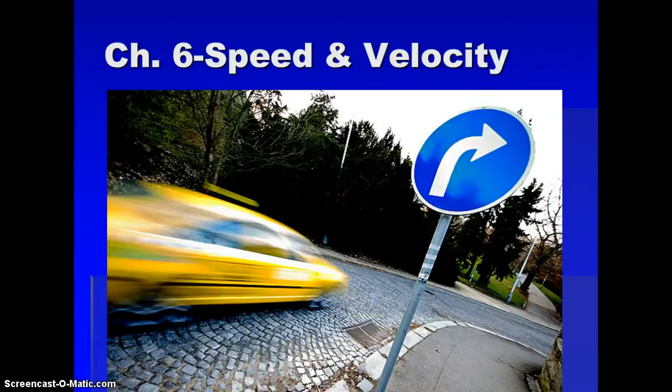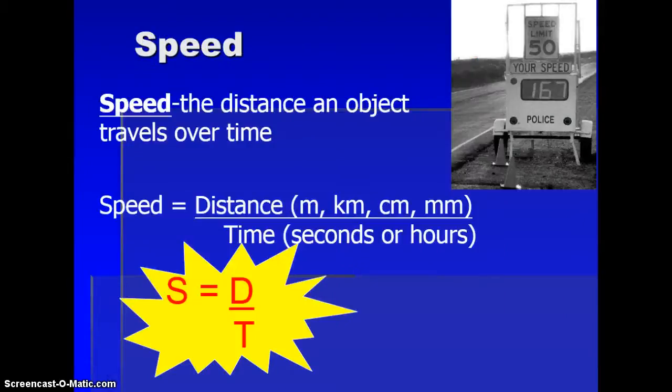So let's get started. So what is speed? Well, speed is defined as the distance an object is going to travel over a certain period of time. That equation is going to be speed equals distance divided by time, and that's what that means down here. S equals d over t is S equals distance divided by time.